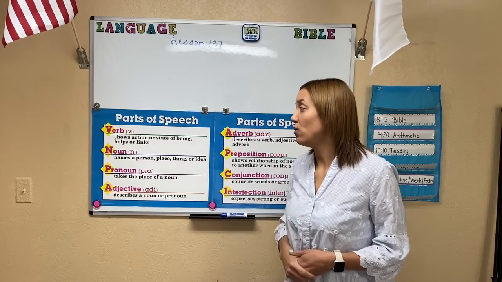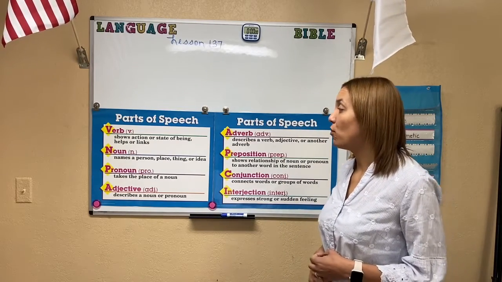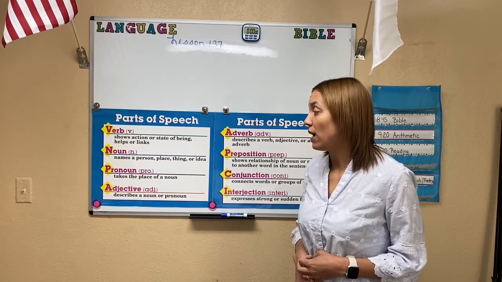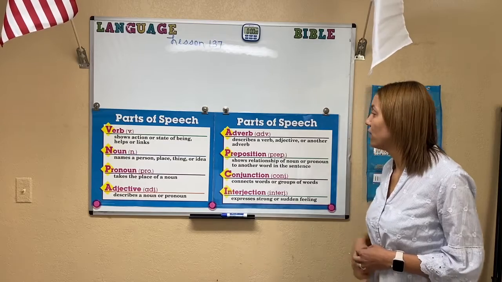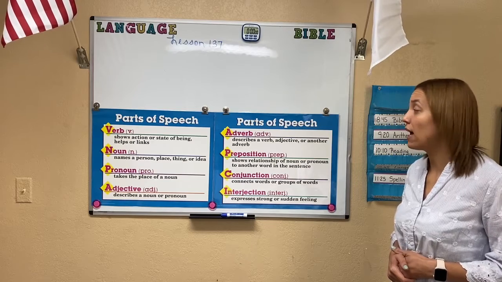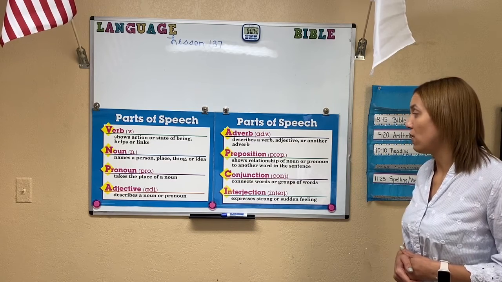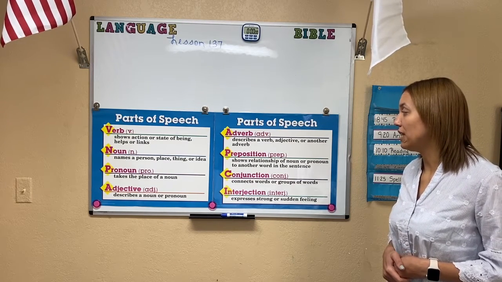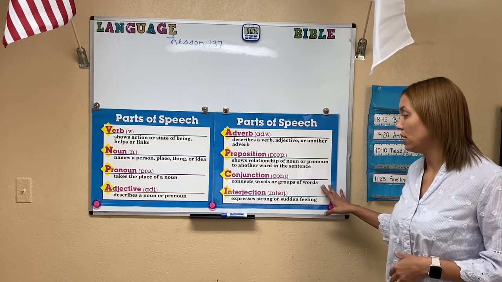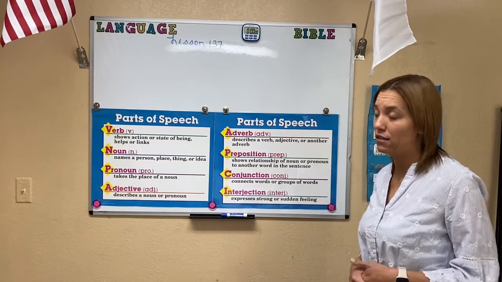A noun. A noun is a name of a person, place, thing, or idea. A pronoun, it takes the place of a noun. Adjective describes a noun or a pronoun. An adverb describes a verb, an adjective, or another adverb. A preposition, it shows the relationship of a noun or pronoun to another word in a sentence. Conjunction connects words or group of words. And interjection expresses strong or sudden feelings.